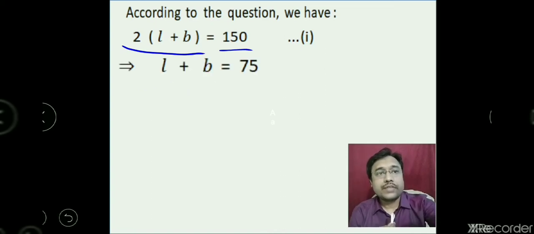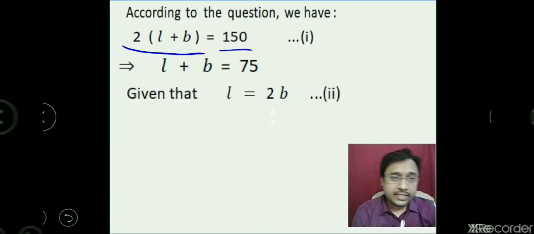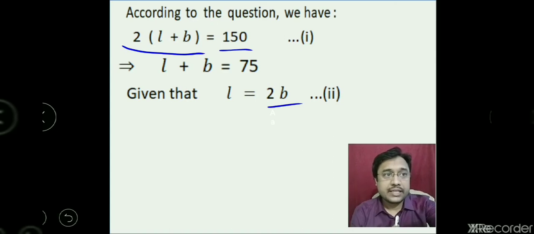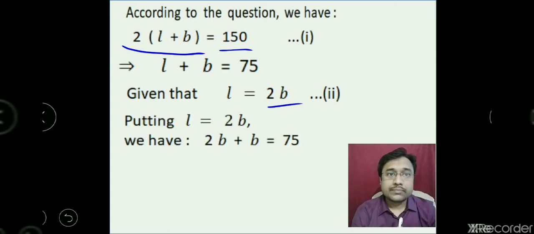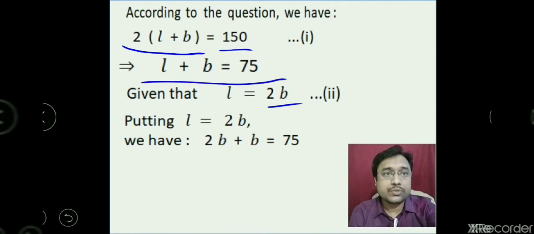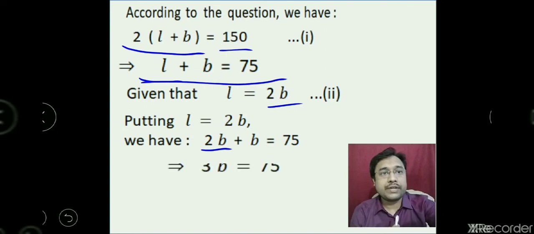Then in the question it is given that length is double the breadth. L equals 2B, double the breadth, 2 into breadth. B is breadth here, L is length. Then putting L equals 2B in this equation, L plus B equals 75. In place of L we will write 2B. So 2B plus B means 3B equals 75.